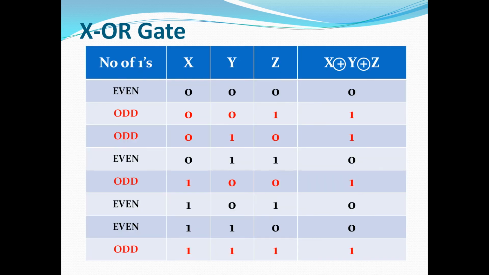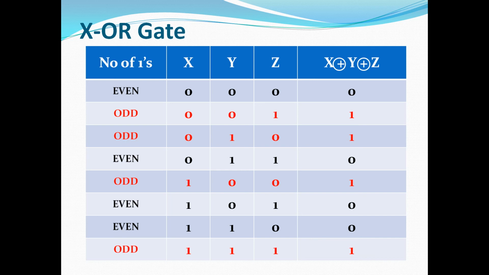Here we have 3 inputs, which makes it easy to understand. For the XOR gate you can see the inputs X, Y and Z. In the first case the number of 1s is 0, so the output is 0. In the second case, 0 0 1, only one 1 is present, so the output will be 1. Next, 0 1 0, only one 1 is present, so it is odd, so we get 1.